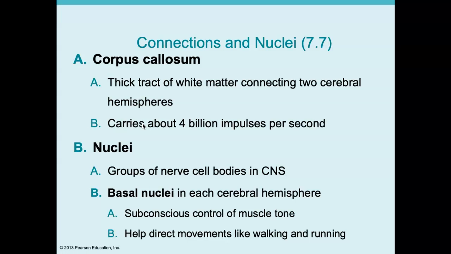The corpus callosum is something that you would see if you were dissecting the brain. If you pull the two cerebral hemispheres apart, you're going to see white matter connecting them. So it connects the information between the left and right side of the brain. Also, inside the brain, you're going to find groups of cell bodies. Now, cell bodies are part of gray matter, so it'll be clumps of gray matter. These are called nuclei. There are basal nuclei in each hemisphere, and they help direct some of our movements.